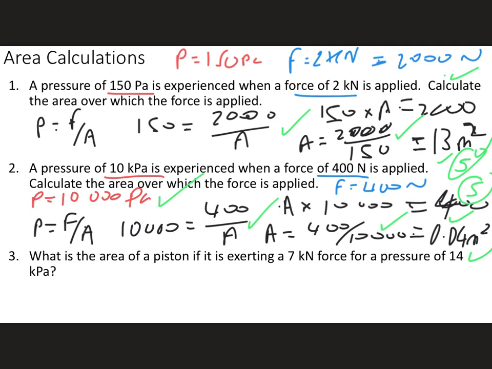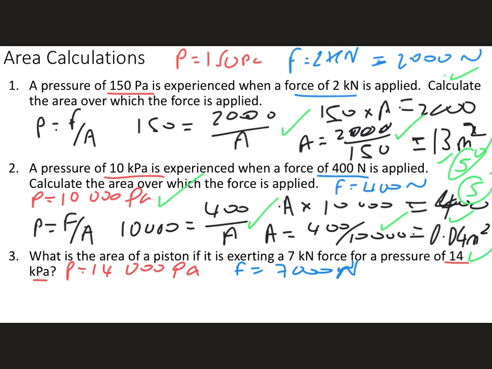So we're going to look at the final question this time. So the first one, to realise we've got 14 kilopascals, which is our pressure. So P is going to be equal to 14 times 1,000 to get 14,000 pascals. I've then got my force, which is 7 kilonewtons. So that'll be 7,000 newtons. Again, I've converted that by multiplying by 1,000.